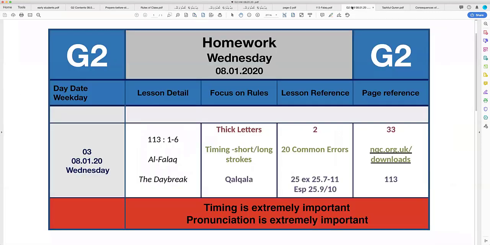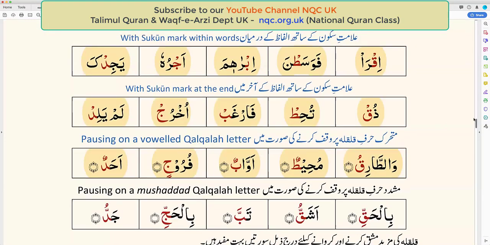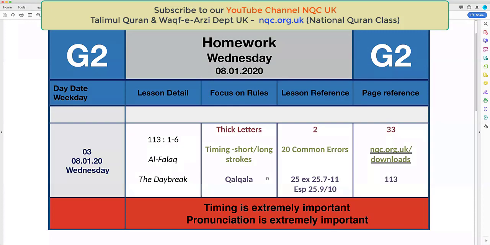So let me now quickly give you your homework. Today's Wednesday, the 8th of January, and the homework today is concerning the surah of the day, which is chapter 113, the complete surah, verses 1 to 6. We focused on thick letters and on timing, but the main focus was on Qalqala, the jerking sound, which you can find in lesson number 25 of the Talimul-Quran under the section jerking. Lesson reference for the thick letters, if you want them, is lesson number 2.